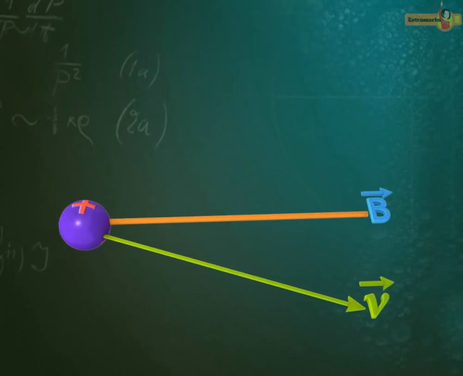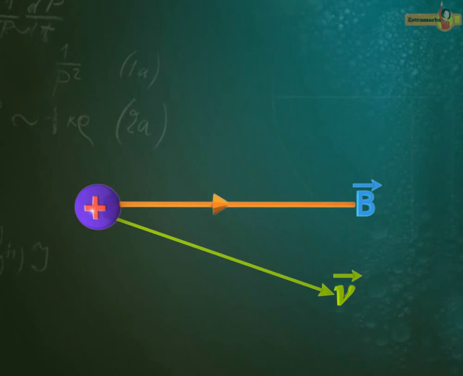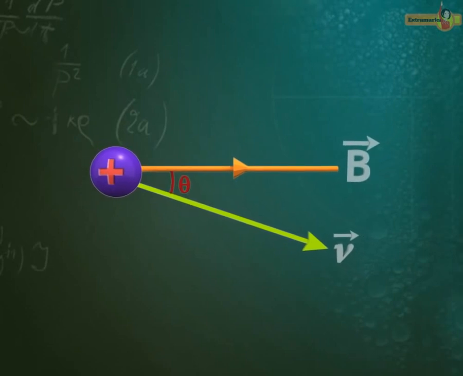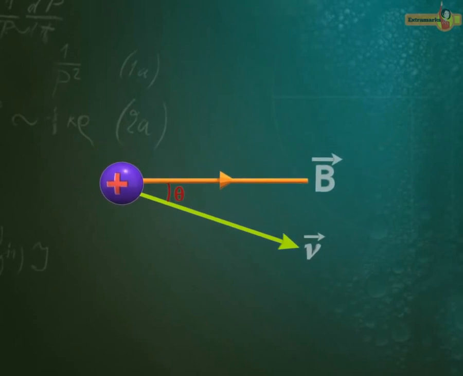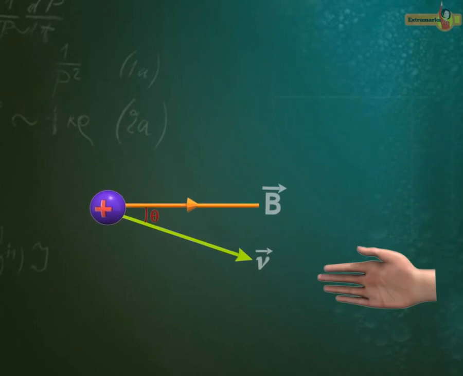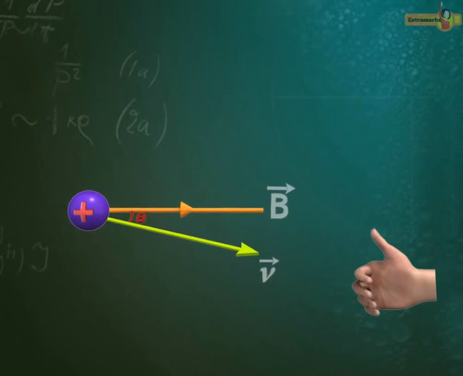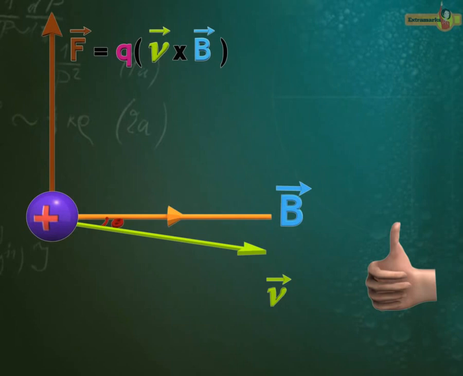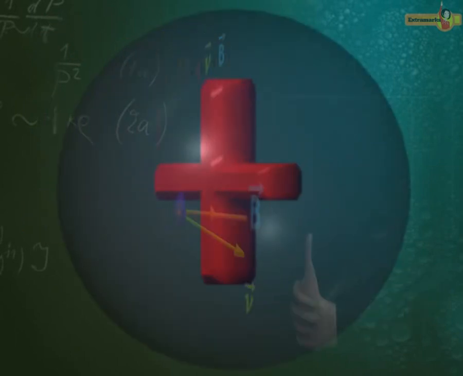Let the angle between the velocity of the charged particle and the magnetic field be theta. The direction of force experienced by the particle is given by the right-hand rule, which states that if you curl the fingers of your right hand from V to B, then the thumb gives the direction of the force. Thus, the force is perpendicular to the plane containing V and B and acts in the upward direction.